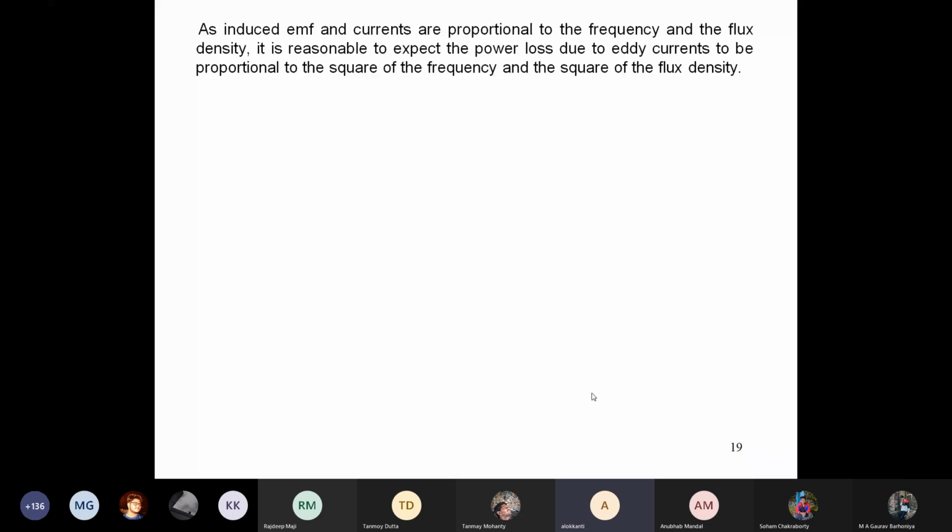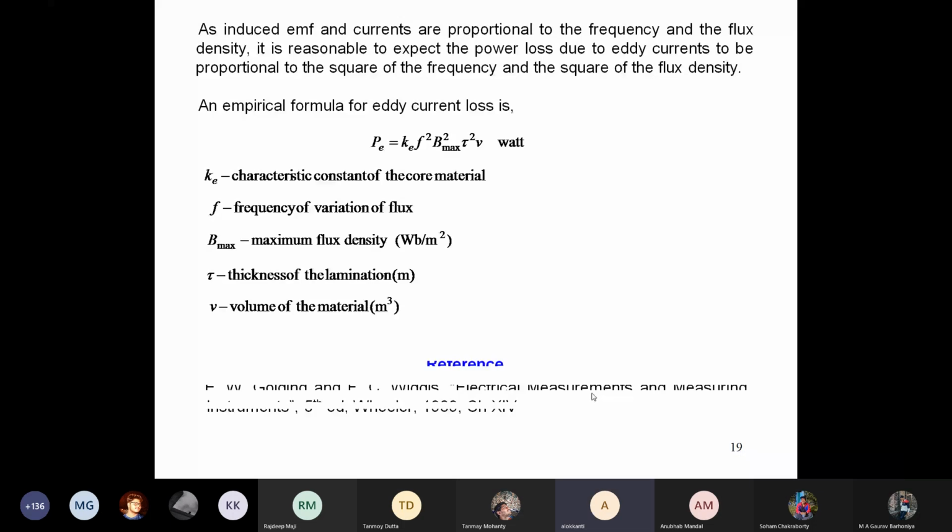So these two formulas you must remember. In hysteresis loss, it was proportional to F, B max to the power N, and the last part was volume and all those things. But here it is F square, B max square. There the power was N, B max to the power N, which is an empirical formula.